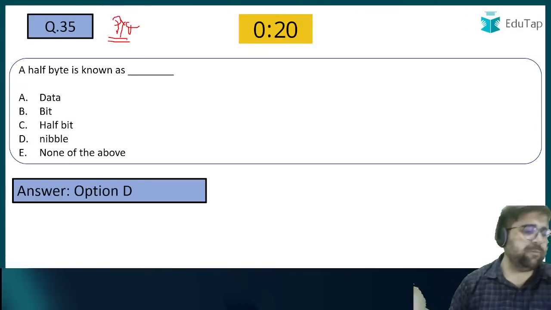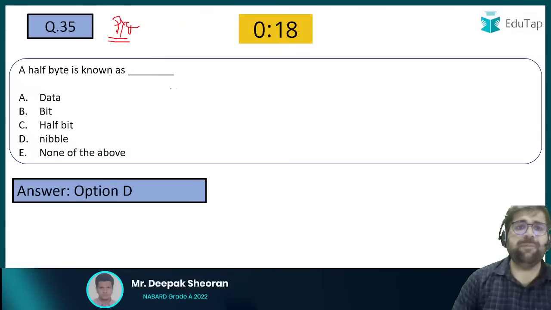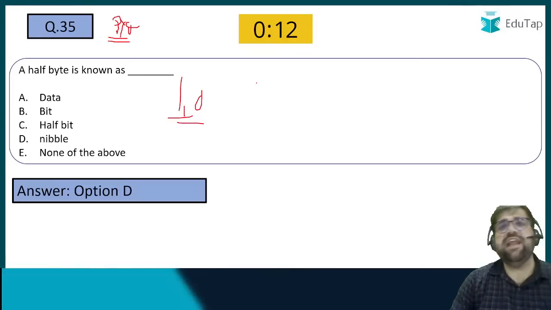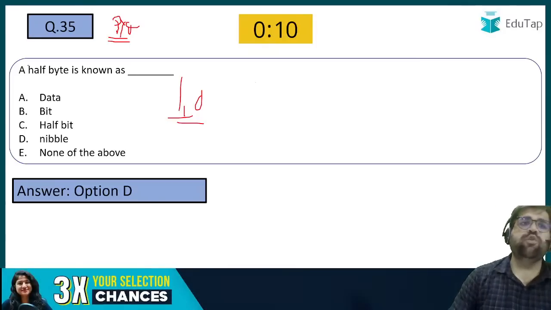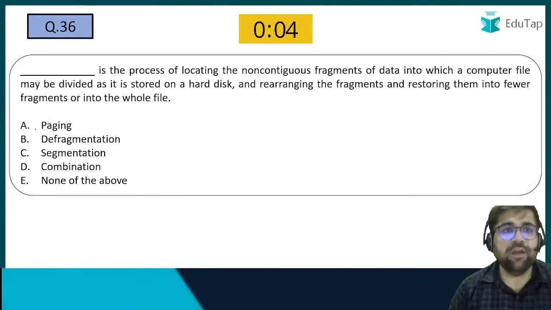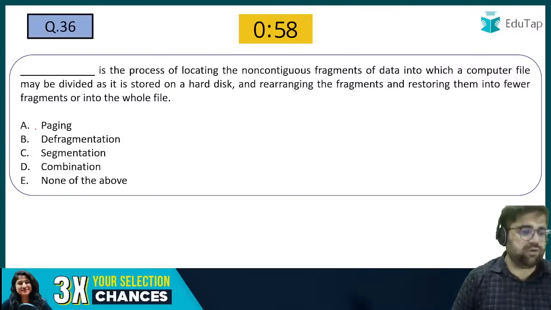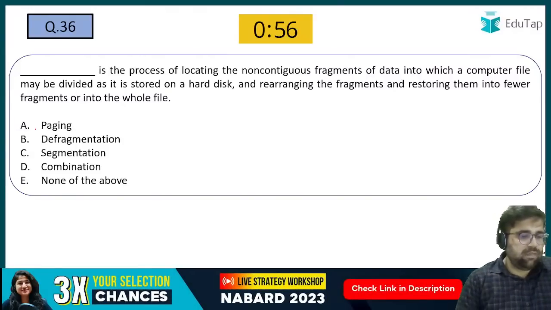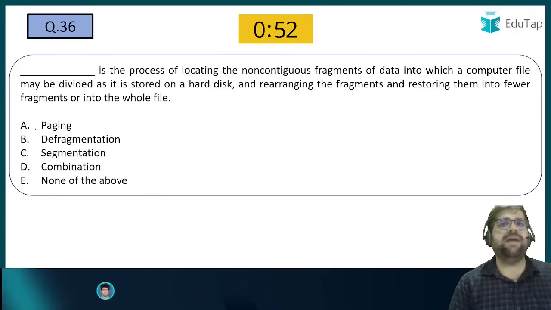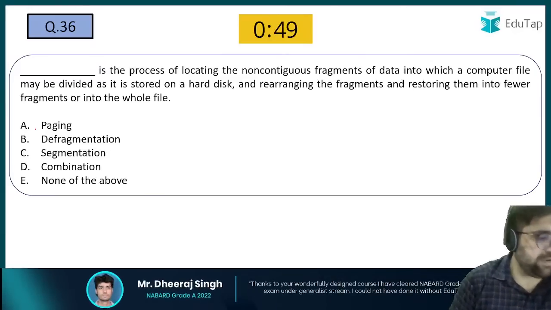The answer will be nibble. Very easy. 1 bit, 2 bits, then we have 4 bits. 4 bits is known as a nibble, and 8 bits is known as a byte. If you take half a byte, that means you are talking about 4 bits, then your answer will be nibble over here. Okay. Question number 36. Come on, it is a good question. Yes, good, Dixon. Half byte is 4 bits, so it is a kind of a nibble only.